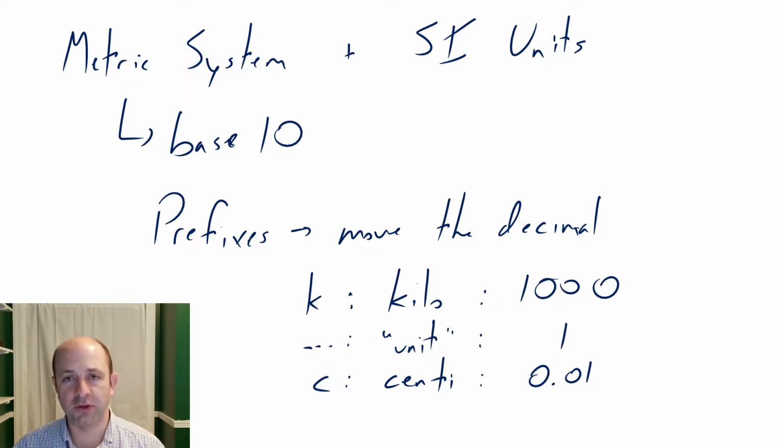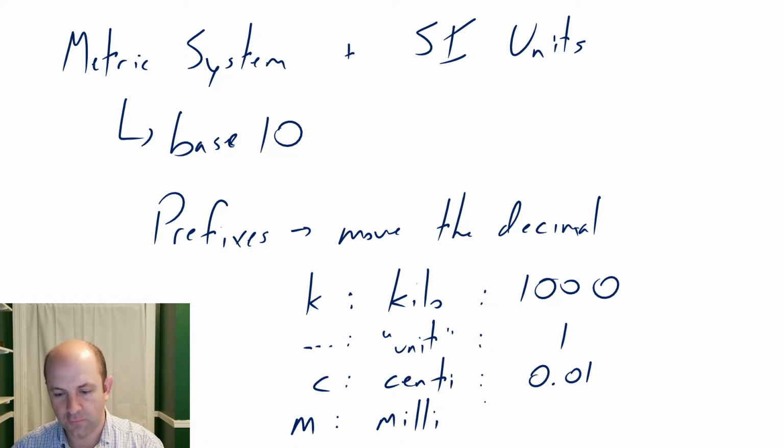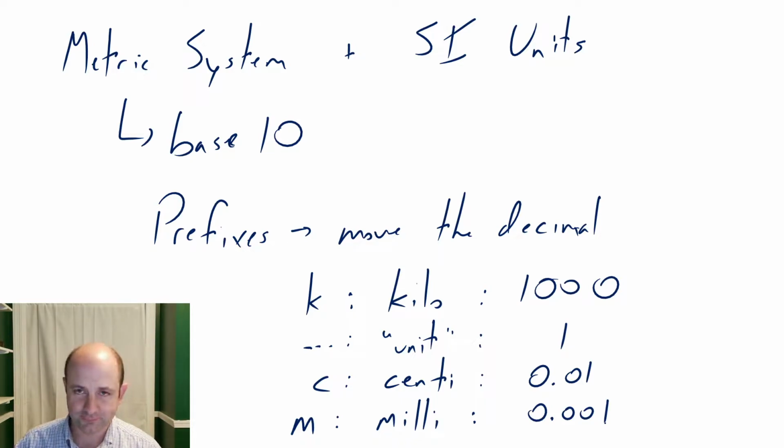You can often remember it. There's 100 years in a century. And then the last one is lowercase m for milli. And that's 1,000 times smaller than the base unit. So there's 1,000 millimeters in a meter. There's 1,000 milligrams in a gram.